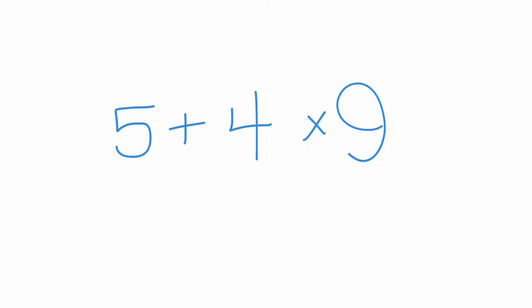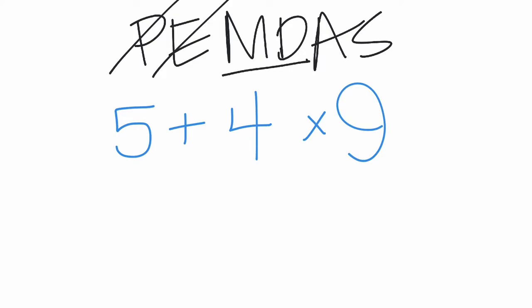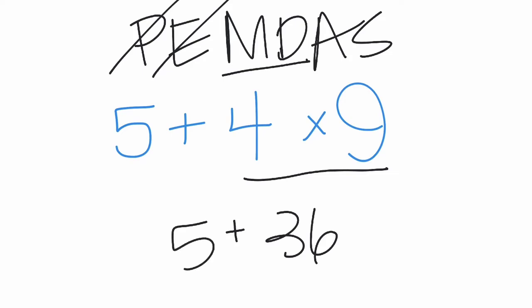Let's do another. 5 plus 4 times 9. And I'm going to remember, please excuse my dear Aunt Sally. I don't have parentheses. I don't have exponents. I do have multiplication and division, and whatever comes first, left to right. So I skip the 5, I skip the addition, and I go to 4 times 9. Well, 4 times 9 is 36. So I'm going to rewrite, and then I do addition and subtraction. 5 plus 36 is 41.